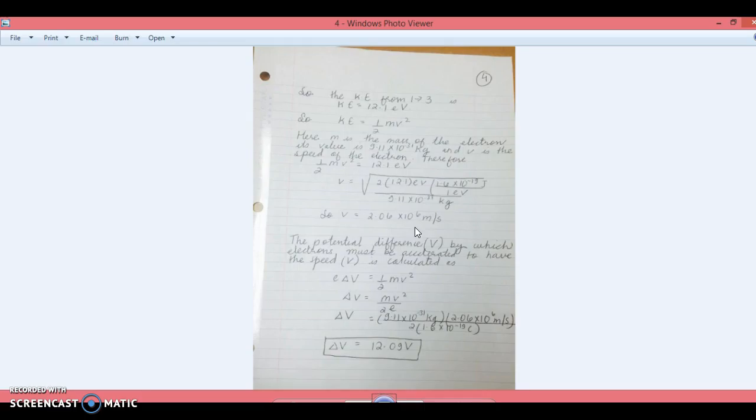Now, the next question is, what is the potential difference through which the electron must be accelerated to have that speed? So we do the same thing. eV gives you the potential energy that the electron must pass through. Then we equate it to the kinetic energy, which is half mv squared. We plug in the value of v that we got earlier, which was 2.06 times 10 to the power 6 meters per second. m is the mass of the electron, divided by 2e, where e is the charge of an electron, 1.6 times 10 to the power negative 19, and we get 12.09 volts, which is close to the potential that we got earlier too.